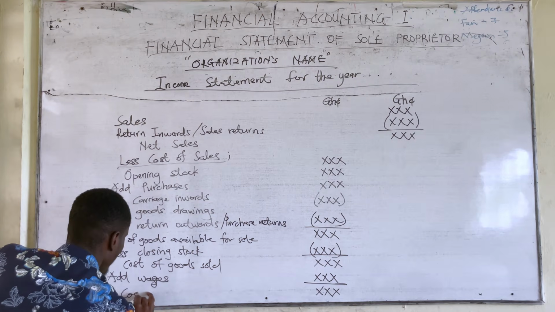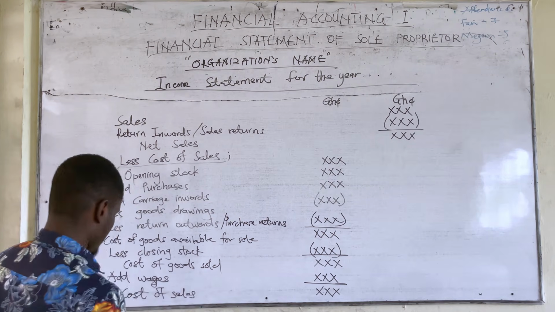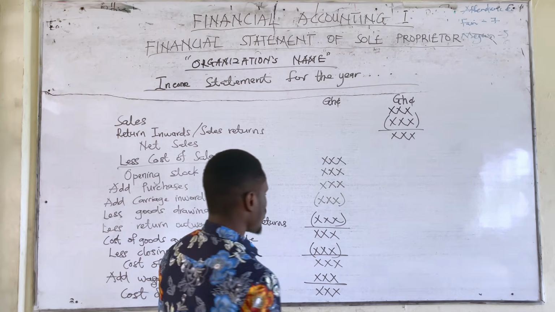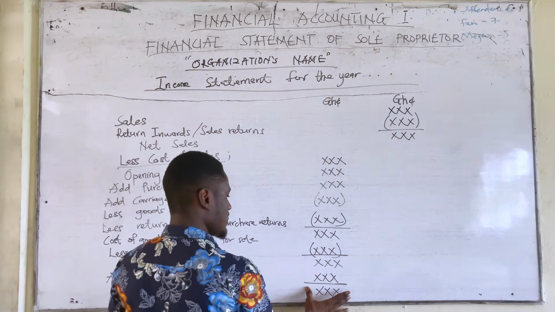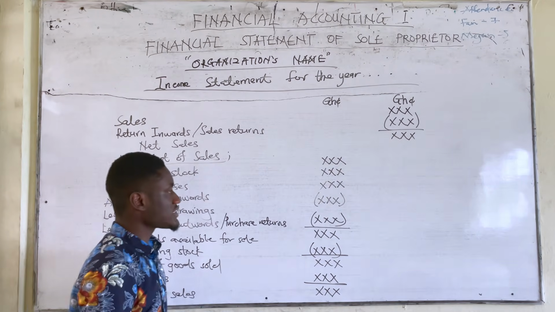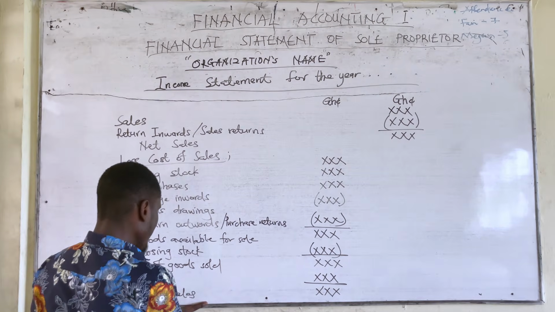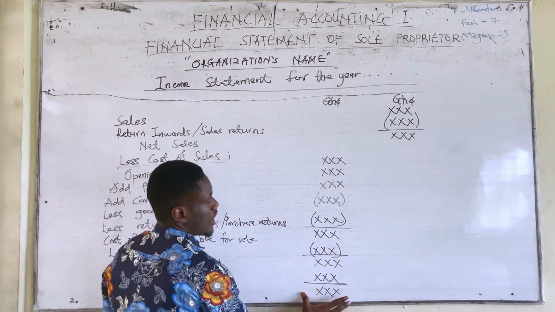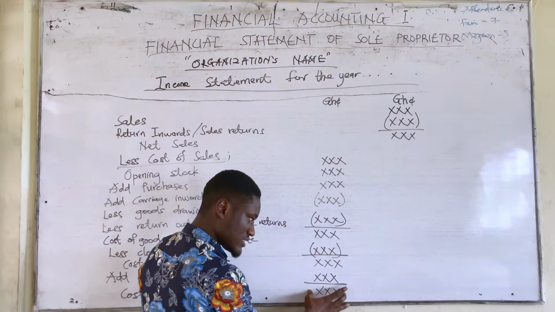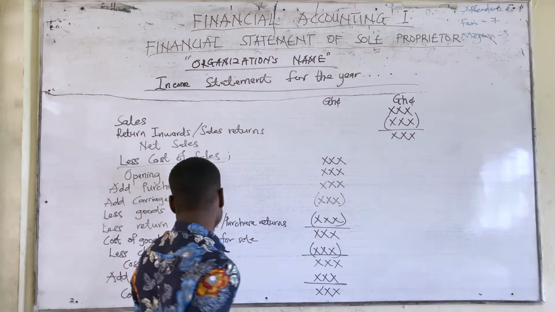After adding, what we get is the cost of sales. Good. So with this figure that we've gotten here, we are going to less this from our net sales. Do you get it? So this is the format actually. After arriving at your cost of sales, you are going to less this figure from this figure. Do you get it? Good.